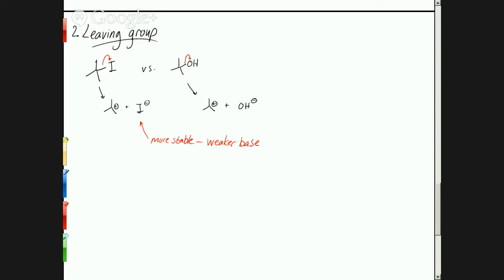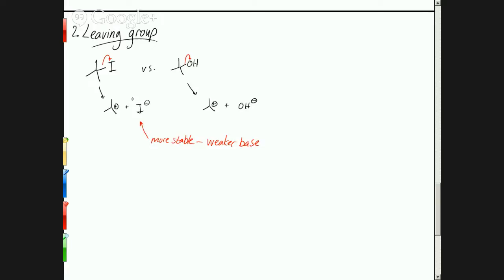And the conjugate acid of OH minus is what? If OH minus gets a hydrogen, what do we have? H2O. So that means that this is going to be a much stronger base because it wants to grab that hydrogen to make it a nice stable water molecule. Whereas when this grabs a hydrogen, it's just a strong acid, HI.